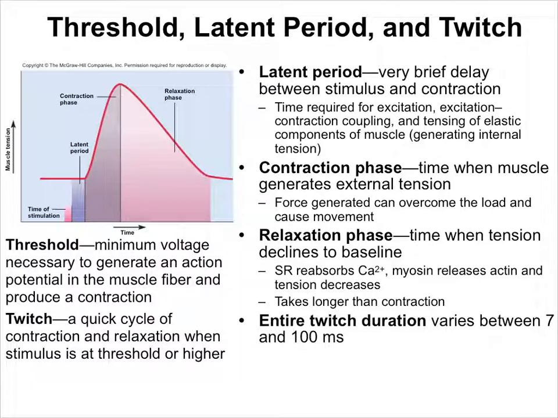So for skeletal muscle, the twitch duration, this whole thing from stimulus to muscle returning to its original size, can be between 7 and 100 milliseconds. A millisecond is 1,000th of a second. So even the longest twitch is only about 1/10 of a second. And that's not very long from the way we think of things, but from the way your body thinks of things, that's a long time.